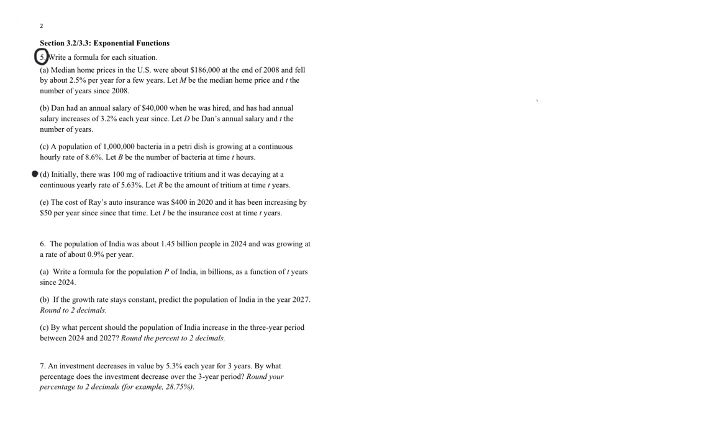So now for letter D, right here, we have 100 milligrams of radioactive tritium, and it was decaying at a continuous yearly rate, so continuous, of 5.63%. Let R be the amount in T years. So R of T is equal to P E, and this time, since it's decreasing, it's going to be negative RT. So our P is 100, our E is to the negative 0.0563 T.